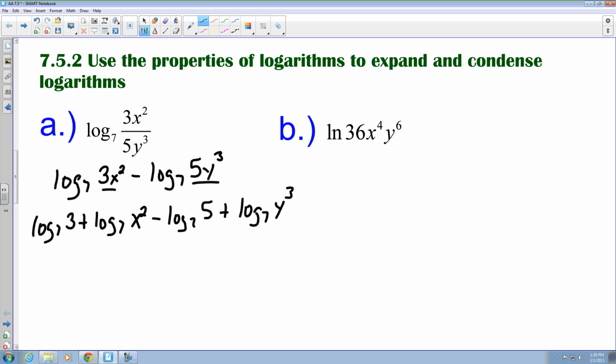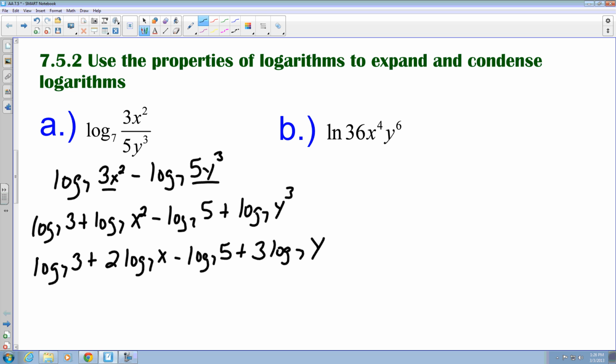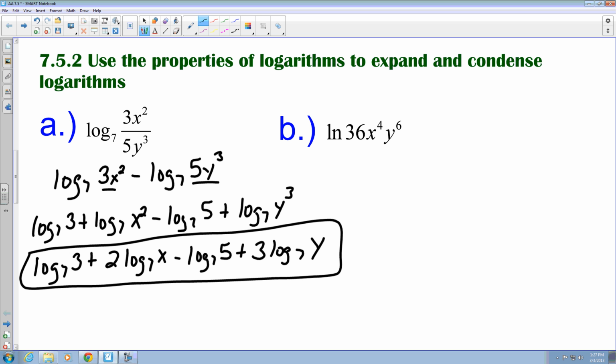Last thing is I got exponents. So now I can use the power property, and I can rewrite it as log 7 of 3 plus 2 times log 7 of x minus the quantity log 7 of 5 plus 3 times log 7 of y. And that is the expanded version of my example A.